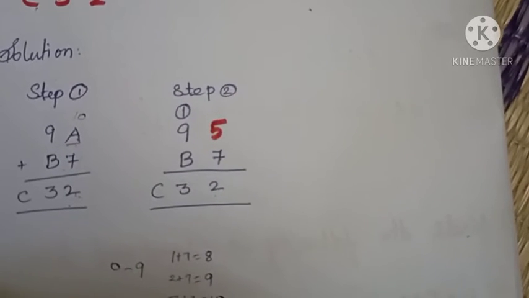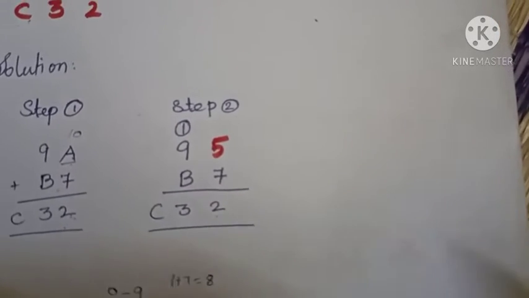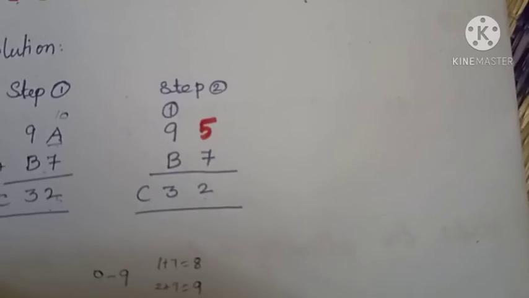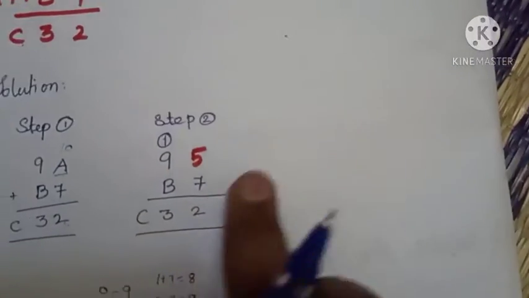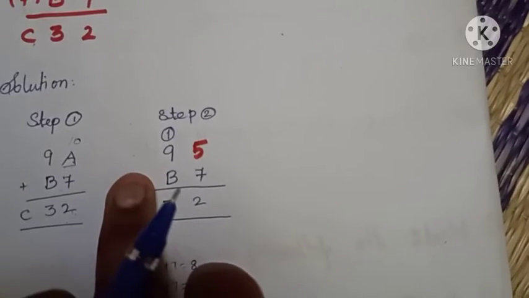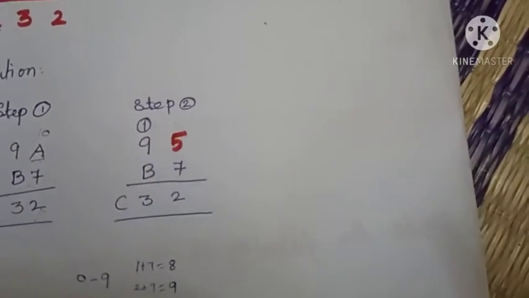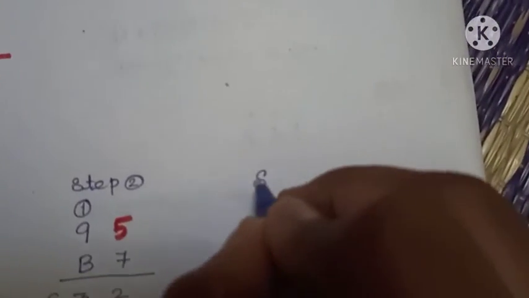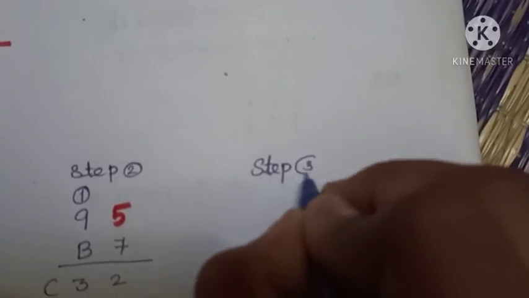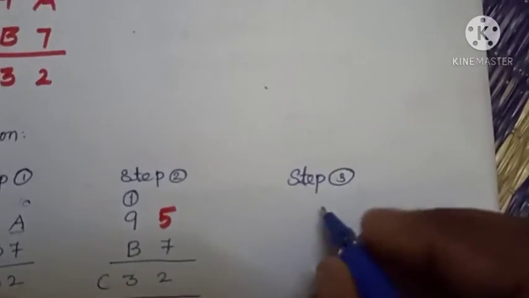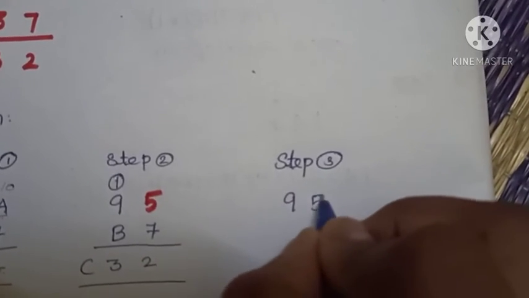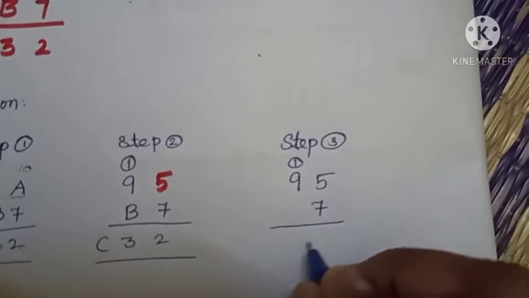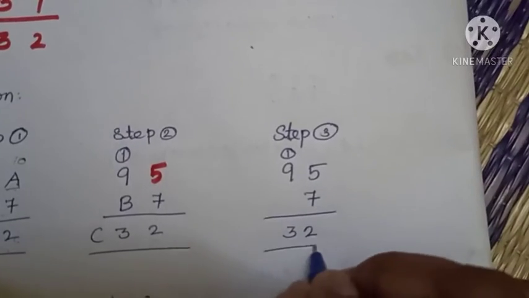Next, what you need to do, we need to find out 1 plus 9 plus B is equal to 3. So we need to replace the value of B and also C, because there is no digit in the hundreds place. So this you get automatically. Now you find out this B, you get C also. Now we need to replace in step 3. You replace the value of B and C. So you take 95 and carry over 1, 7, 32. Okay, you need to replace.